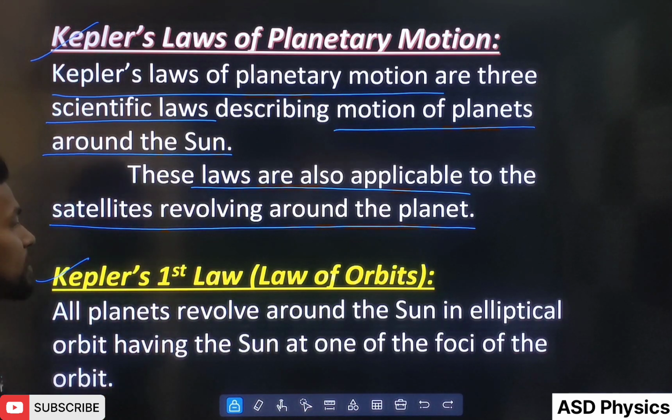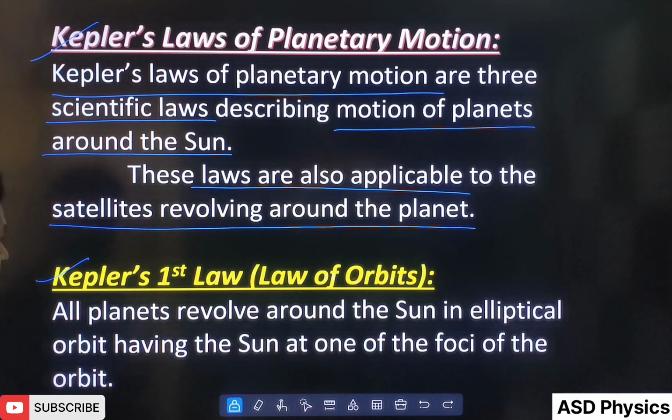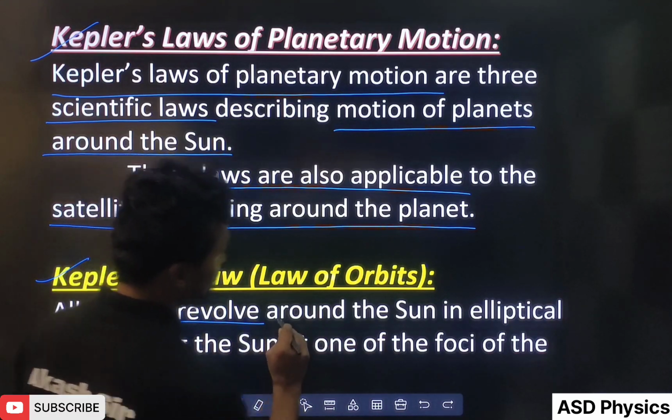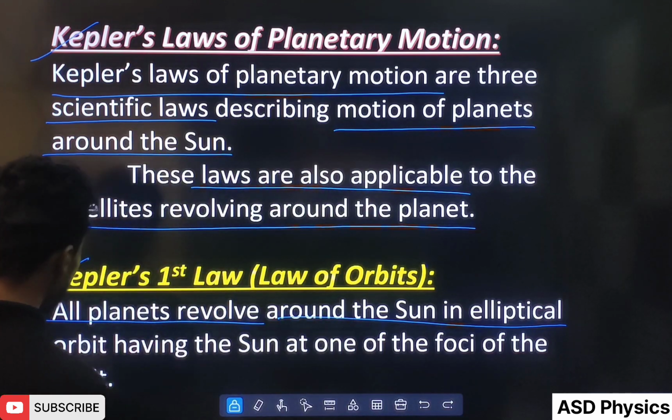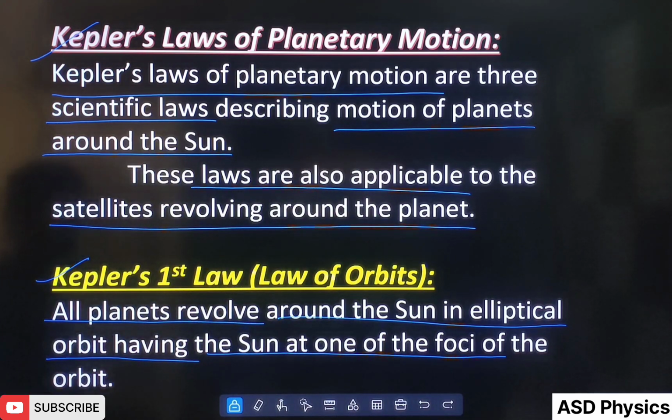What is the first law? Kepler's first law is called the law of orbits. And what is this? All planets revolve around the sun in elliptical orbits, having the sun at one of the foci of the orbit. Now you can see all these things.